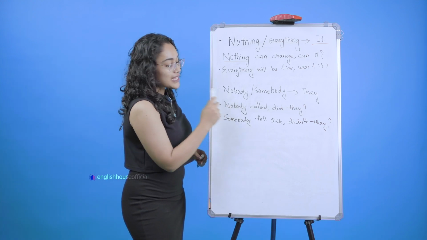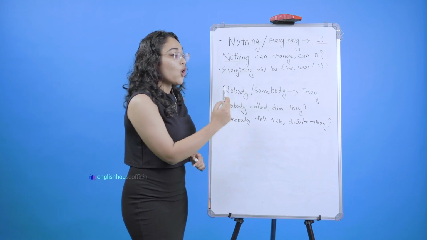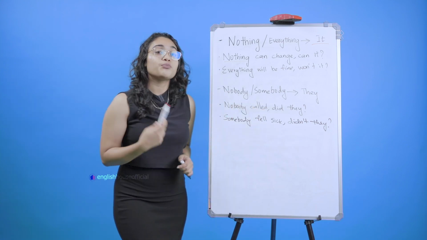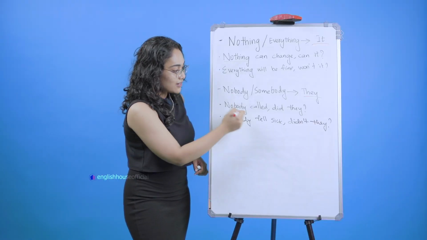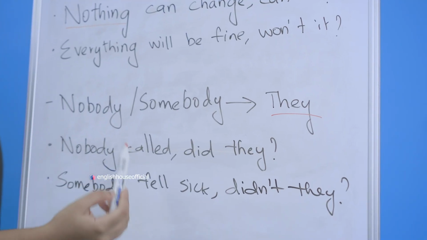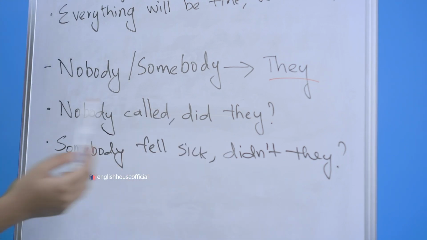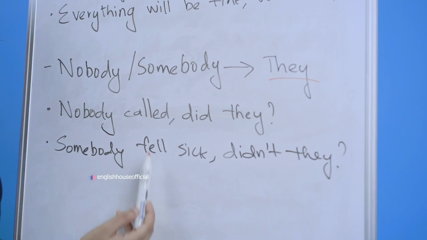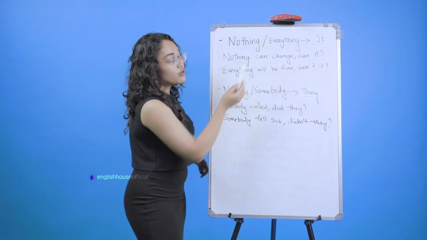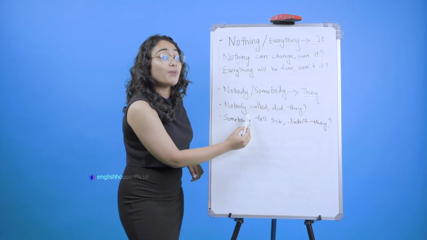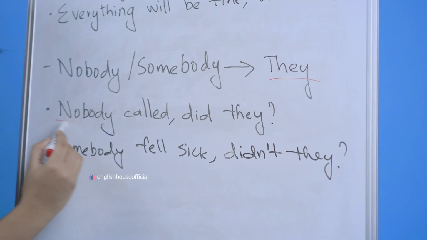Now, if the subject of the sentence is going to be nobody or somebody, then the pronoun to be used is they. All right, so take a look at this example. Nobody called, did they? Next one, somebody fell sick, didn't they? All right, so here the same rule applies as when there is nobody, which is already in the negative form.